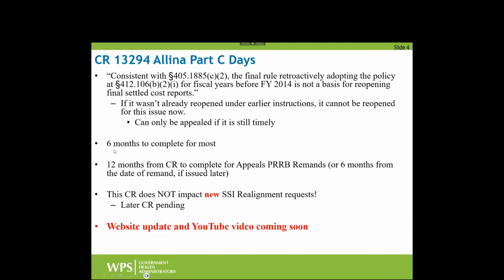And with the time frame we have here is 6 months to complete for most of these, but those that are actually remands from an appeal, CMS said we have 12 months from the change request to complete those, or 6 months from the date of the remand if that happened to be issued after the change request. So that's what we have there.